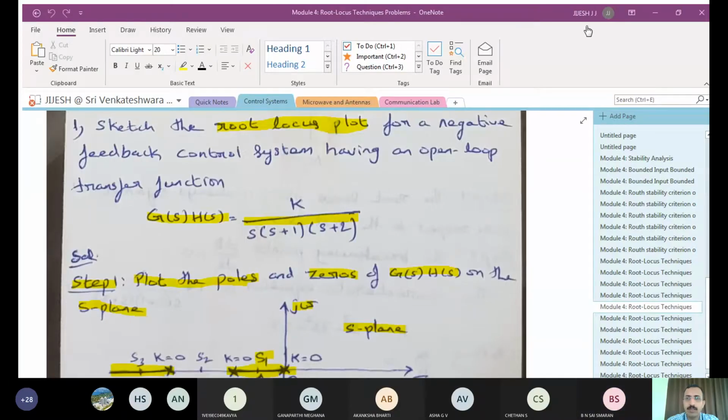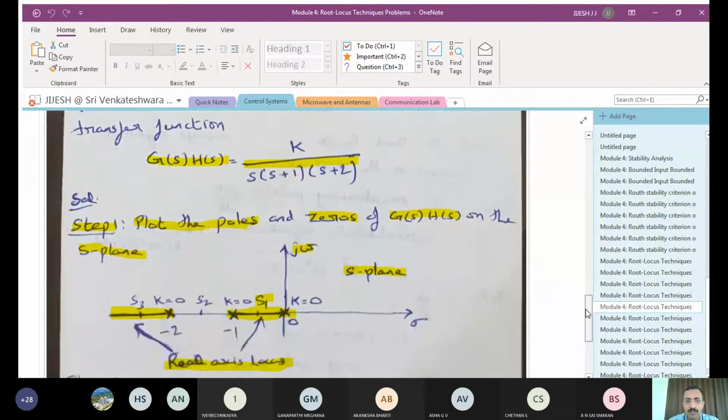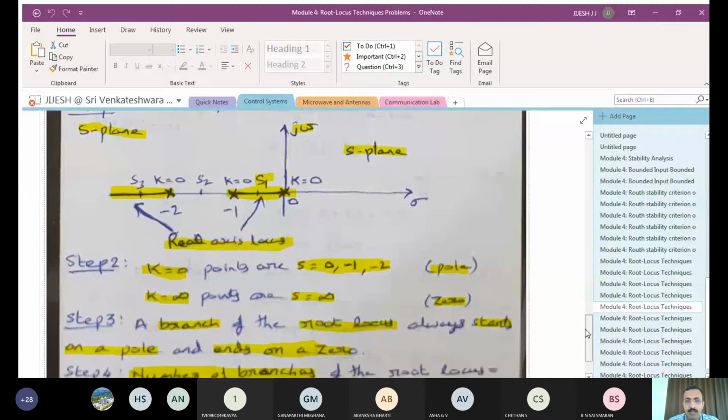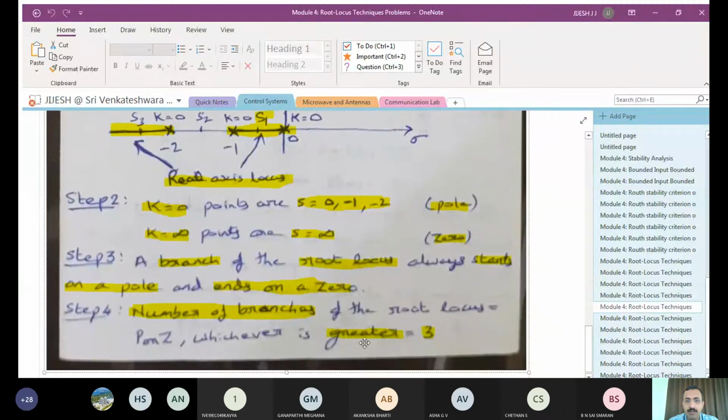Yeah, good morning. So last class we have been doing the root locus techniques, and we have seen this problem, K divided by s into (s plus 1) into (s plus 2), and we started completing this problem. We have done all these steps. Step 1, where we found the poles and plotted them, and then we said that the branches of the root locus start from the poles and end at the zeros.